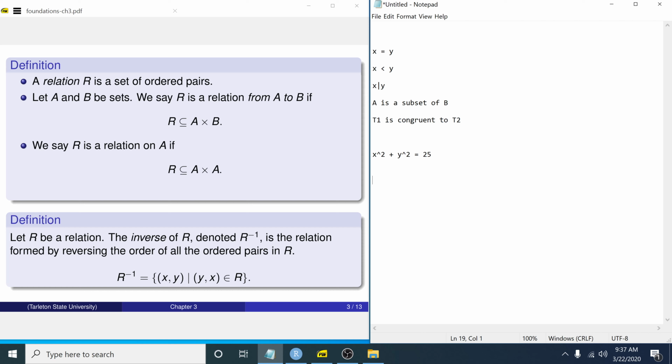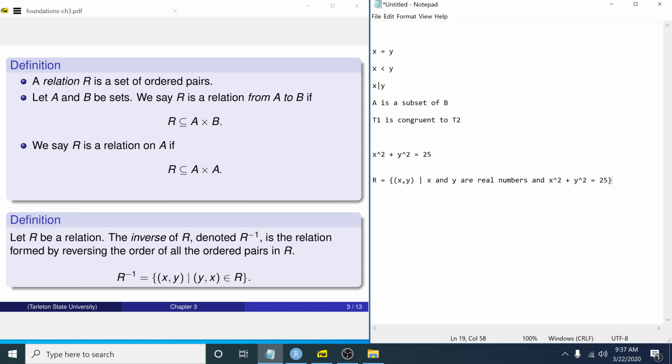So we can say, for example, that R is the set of all x comma y such that x and y are real numbers and x squared plus y squared is equal to 25. So that's actually what this relation R really is as a mathematical object. It's a set. It's a set of ordered pairs where every single component in those ordered pairs is a real number. And for each ordered pair x comma y, x squared plus y squared is equal to 25.